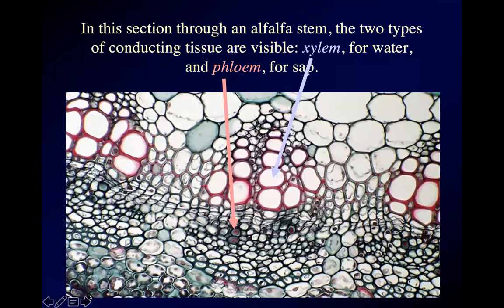This happens to be a slice through the stem of alfalfa. And I picked this slide because you can see the two different basic types of conducting tissue. The large, wide open cells with the thick cell walls that have stained kind of reddish pink are a type of conducting tissue called xylem.